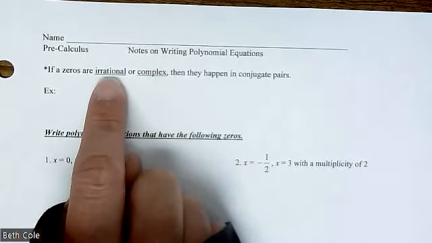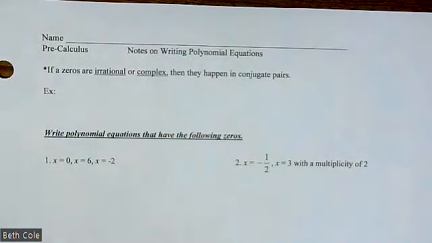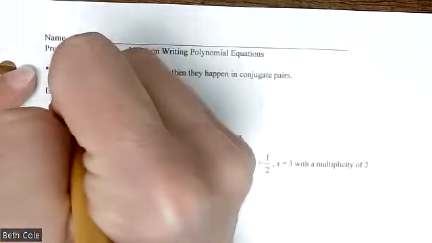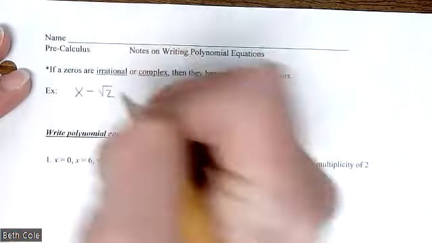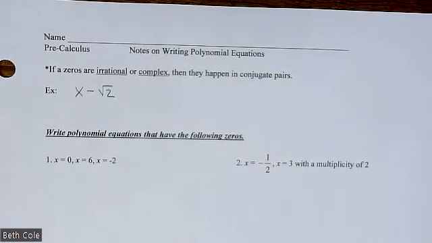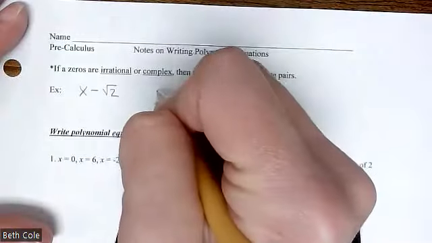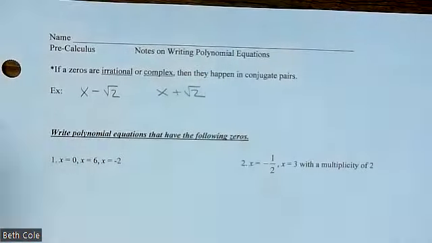So if your zeros are irrational or complex, basically if they have a plus minus square root in them, then they happen in pairs. So what's called conjugate pairs. So for example, if I write the factor that is x minus square root of 2, even if it doesn't say it in the problem, you need to know that there is also an x plus square root of 2, and it happens from the plus minus that's there. And I'll sit so you guys can see past me. So it's from the plus minus.